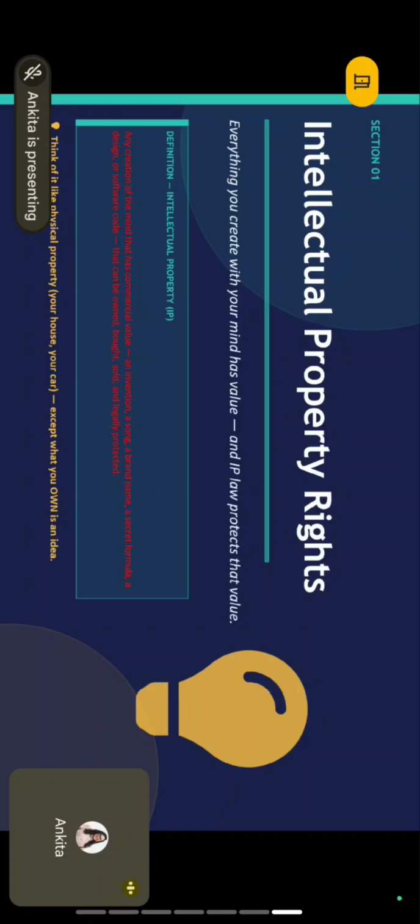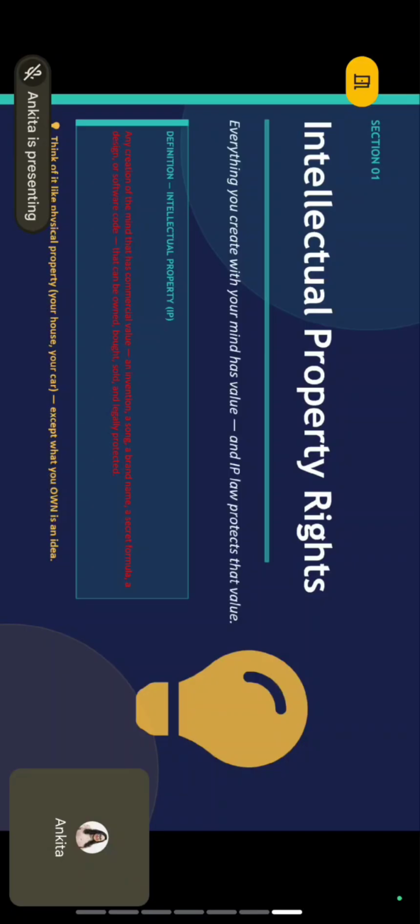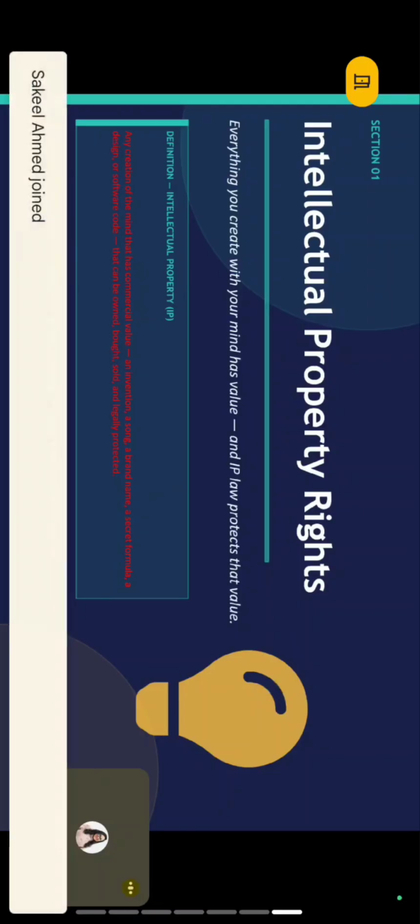And the answer is yes. You absolutely can, and that is called intellectual property rights. So if I tell in simple words, anything you create with your brain that has some value, just like physical property, you can own it, you can sell it, and it can be protected by the law.